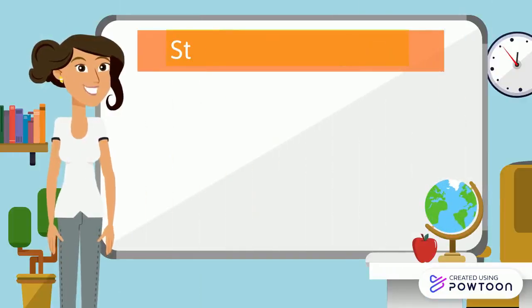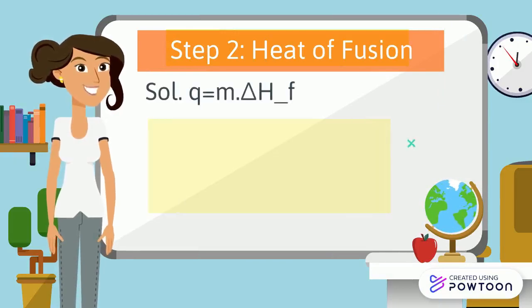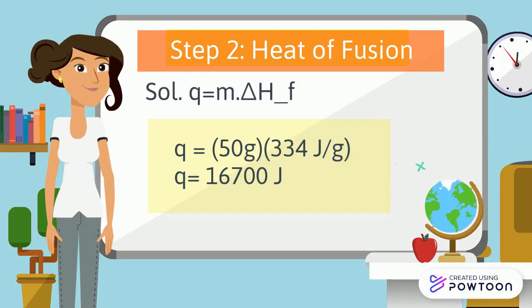Step 2 is to calculate the heat of fusion. Heat energy is equal to mass times the heat of fusion. 50 grams will be multiplied by 334 joules per gram, which is equal to 16,700 joules.